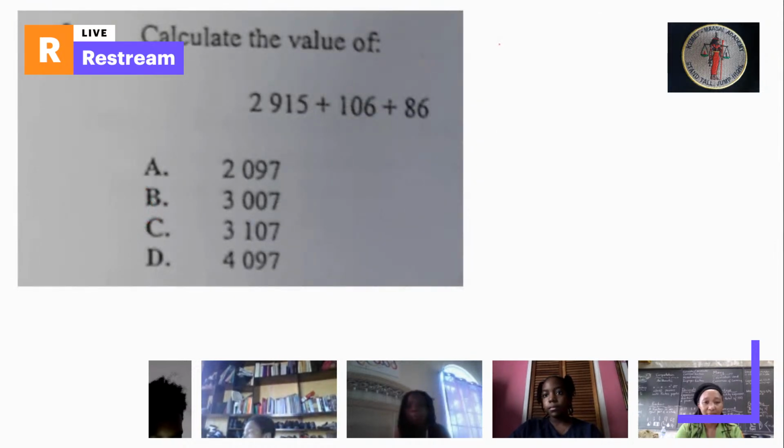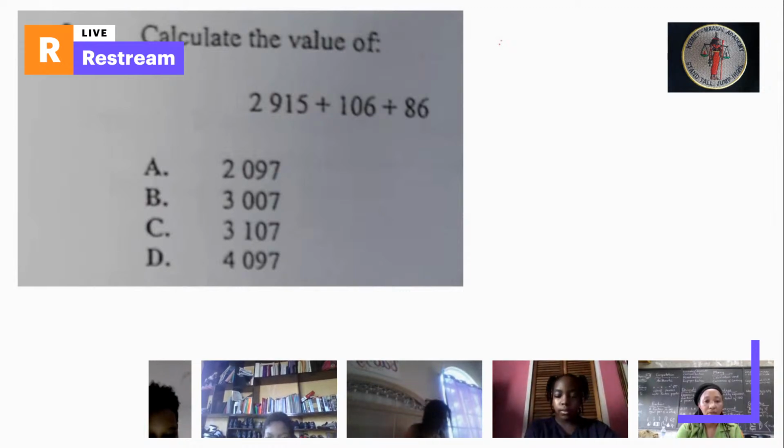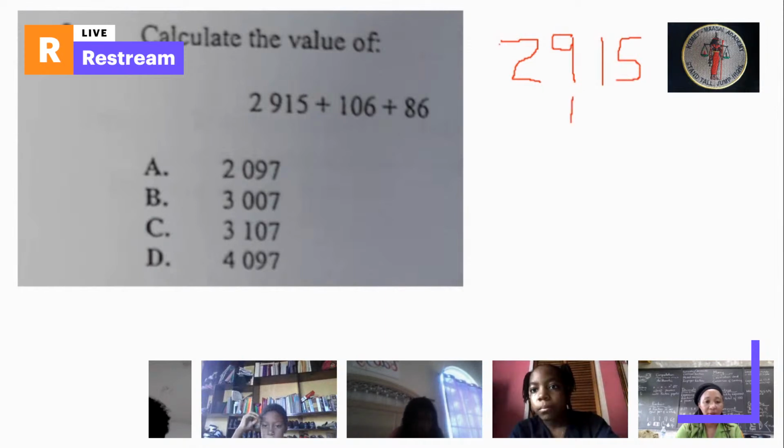Madison, number 2, please. Number 2, calculate the value of 2,915 plus 106 plus 86. So work it out and tell me your answer. In the meantime, I'm going to set it out. So make sure to line up my digits under the correct one.